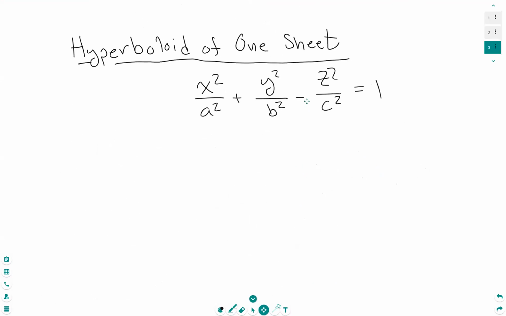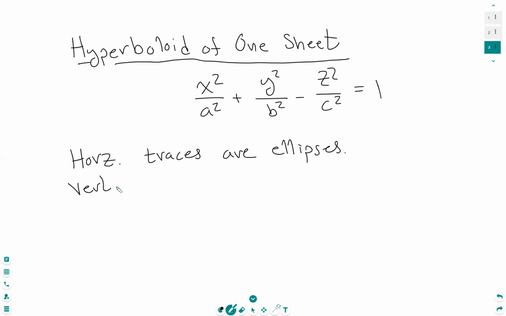Okay. So if I let z be some constant value, right? The things that I'm looking at are ellipses. So the horizontal traces are ellipses. But once again, if I let either x or y be a constant value, I end up with more hyperbolas. So I get the vertical traces, hyperbolas. There we go.